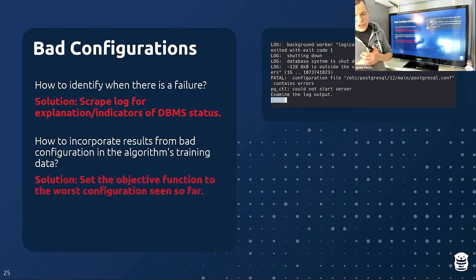And so if you look in the machine learning literature, they say just set the objective function value for a bad configuration or a bad deployment to be the worst configuration you've seen so far. And that's enough to keep the search algorithm away from trying to pick that thing again. Sometimes the literature says 2x the worst or 3x the worst. In all our deployments, we haven't seen that make a difference.